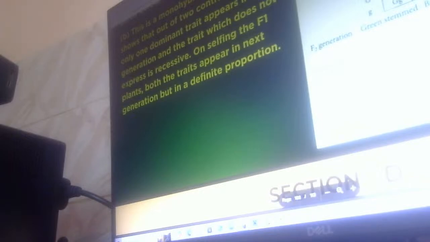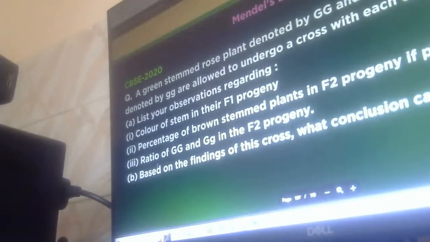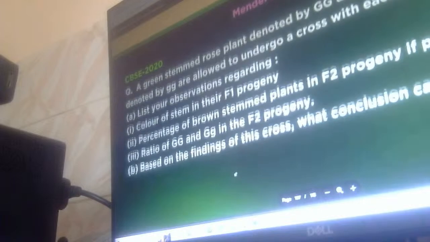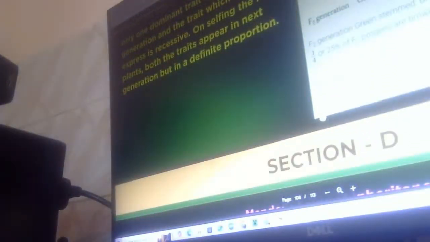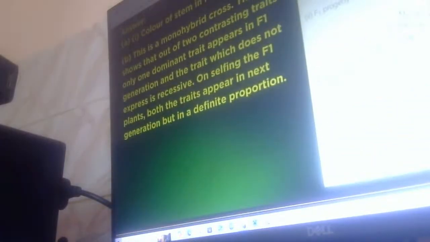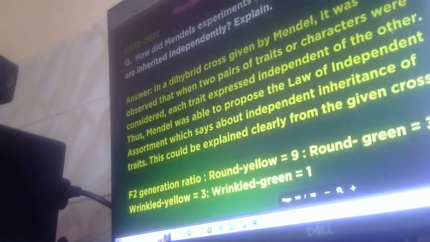1 is to 2. What is the conclusion? Where is the conclusion given? What conclusion can be drawn? One is dominant trait, one is recessive trait. It comes in the ratio 1 is to 2 is to 1 for genotype, 3 is to 1 for phenotype. That will do. Mendel's law of inheritance. Do I have to learn those laws? NCERT has not given it properly. What should I do?